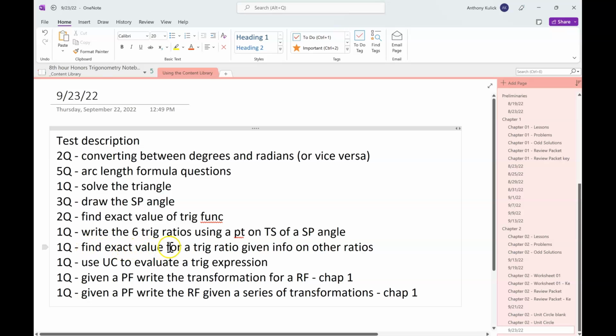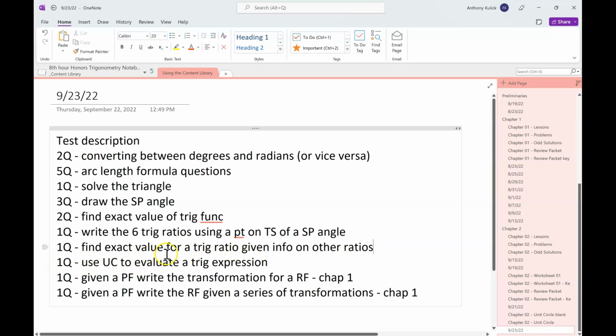Find the exact value for... I'm wrong on the numbers. Scratch that. That wasn't the numbers from the problem set. My apologies. 1 question where we find the exact value for a trig ratio given information on the other ratio or ratios. That's like 59 and 60. And then there are problems like that on the worksheet in the review.